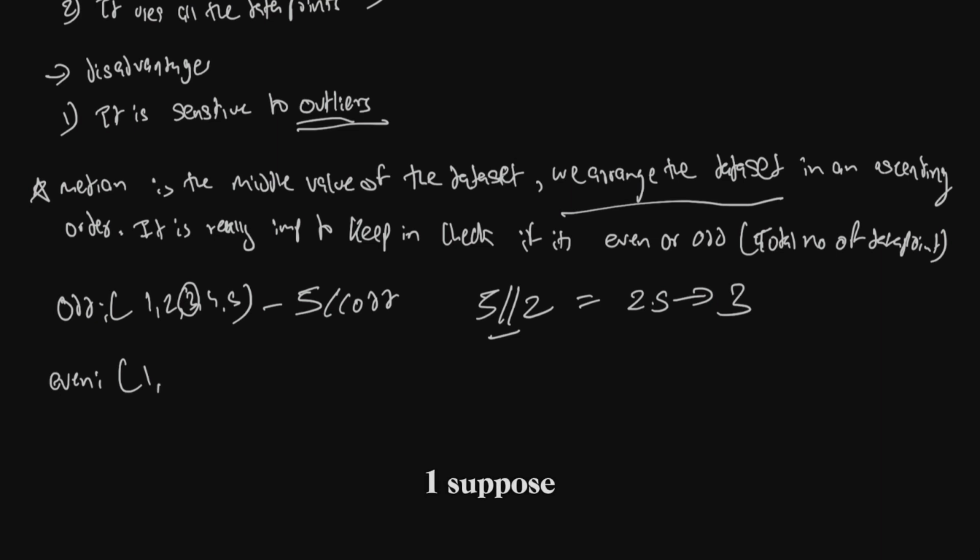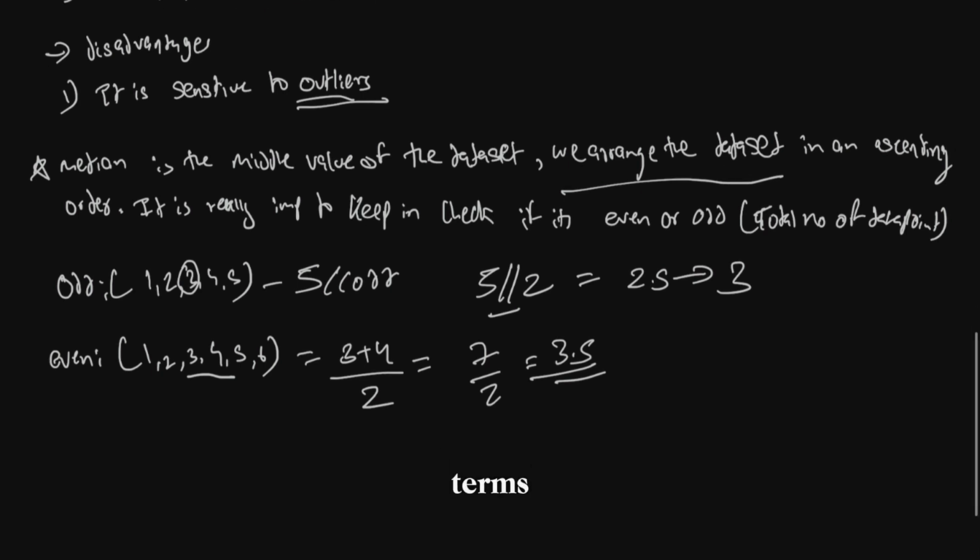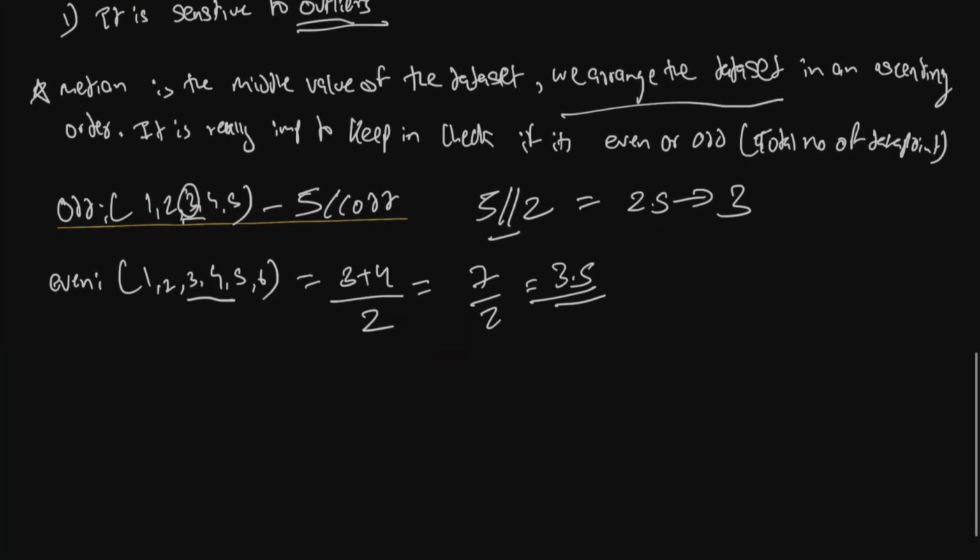In the even case, suppose 1, 2, 3, 4, 5, 6, you have to add the two middlemost values. So it's 3 plus 4 divided by 2, which is 7 by 2, which is 3.5. This is the middlemost value in even terms. So you know how to calculate this, right? In odd, the single term is the middlemost term, and in even you have to average the two middlemost terms.